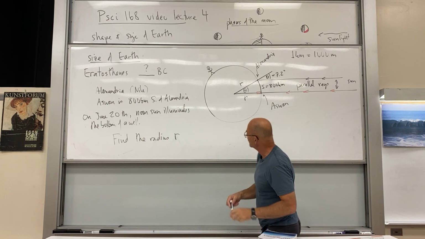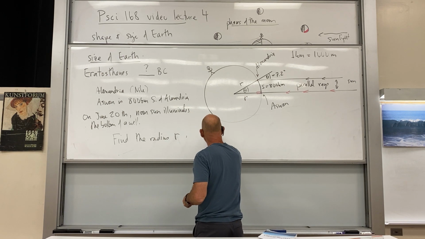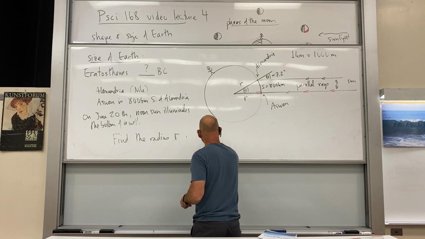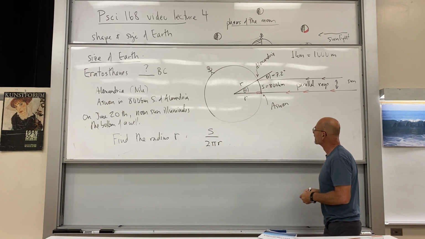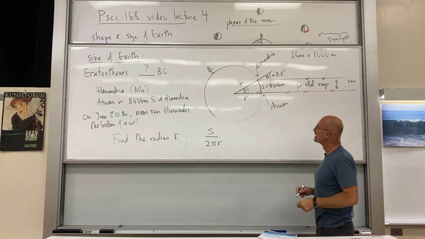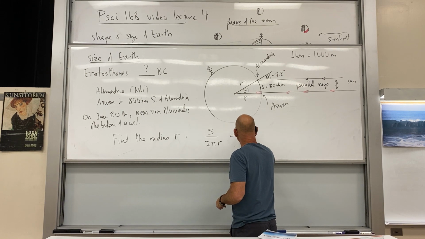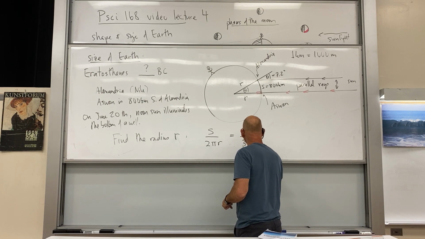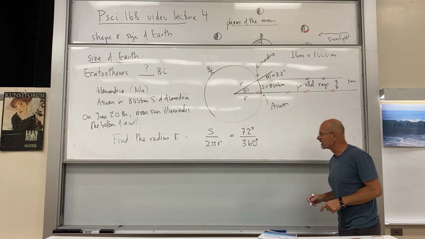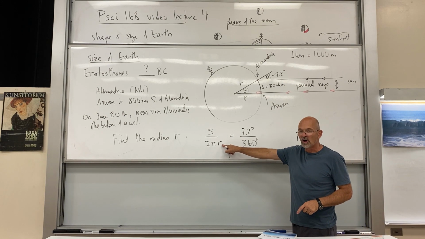And in symbols, we have S divided by 2 pi radius, that's the circumference, right? It's like the circumference of a slice of a piece of pizza, okay, is equal to 7.2 degrees divided by 360 degrees. So right there is the answer. We just have to solve algebraically for R.